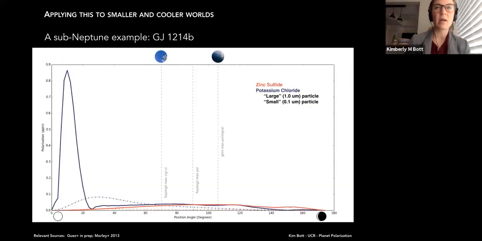And we can see when we plot the phase curve for this world with those two scenarios and different size particles, not the right word, different size droplets, that we end up with different phase curves. So as you would expect, we get a very low signal from zinc sulfide with its dark absorptive clouds. With potassium chloride, depending on the size of the droplets, we can get something akin to a rainbow or a strong backscattering signal that's almost at the level of the current sensitivities of polarimeters.